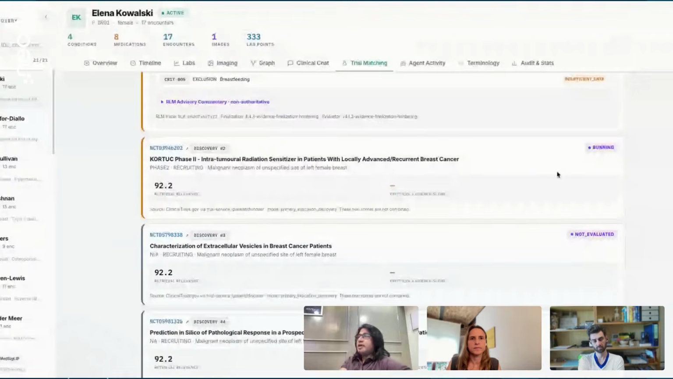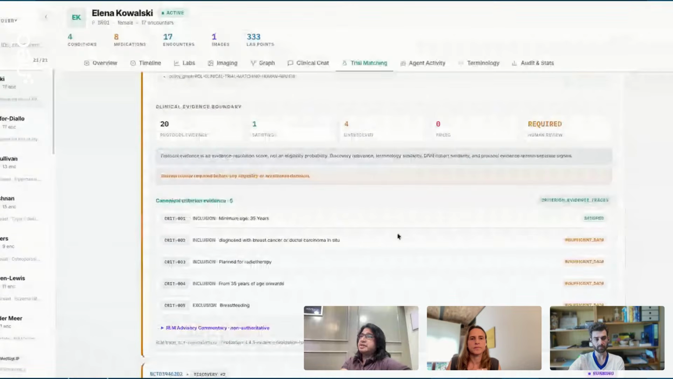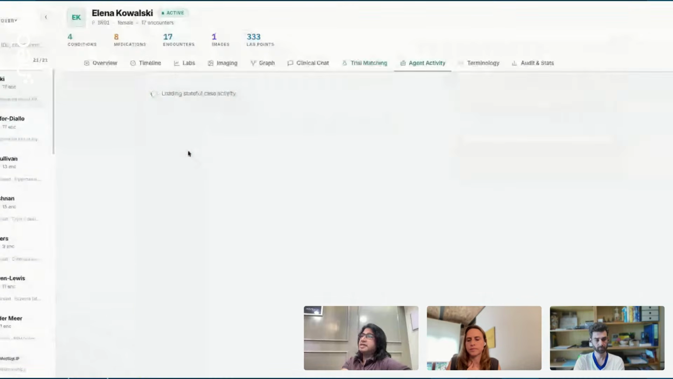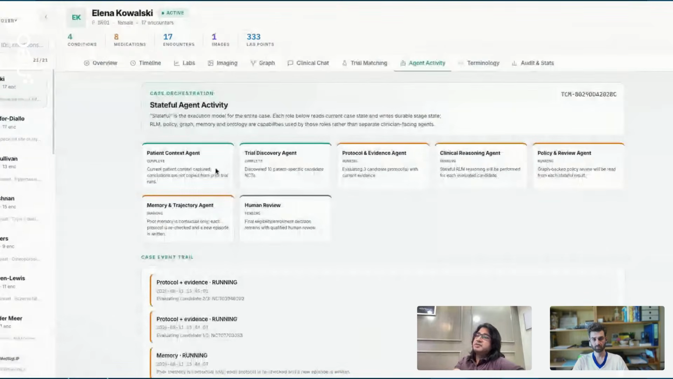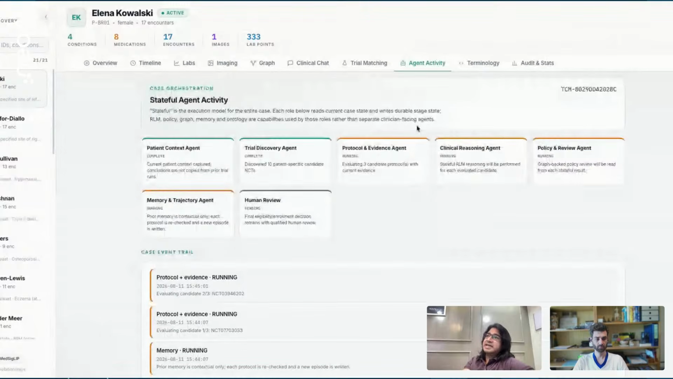Now, before we dive a little bit deeper into this, let me take you to the agent activity, to see what the stateful agent is doing while a particular agent is already running. Every time it runs, these two become green and the rest are red, which means that a particular event is actually running. And this is where we see which event or which state for that event is running.